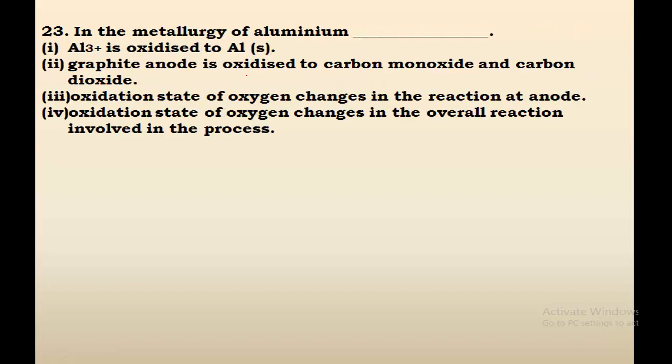Then 23rd, in the metallurgy of aluminium, Al3+ is oxidized to aluminium. Is it right? It is reduced to aluminium, not oxidized. Okay, graphite anode is oxidized to carbon monoxide and carbon dioxide. So this is the right one. Oxidation state of oxygen changes in the reaction at anode? No. Oxidation state of oxygen changes in the overall reaction, not in the process. So option 2 is the right one.